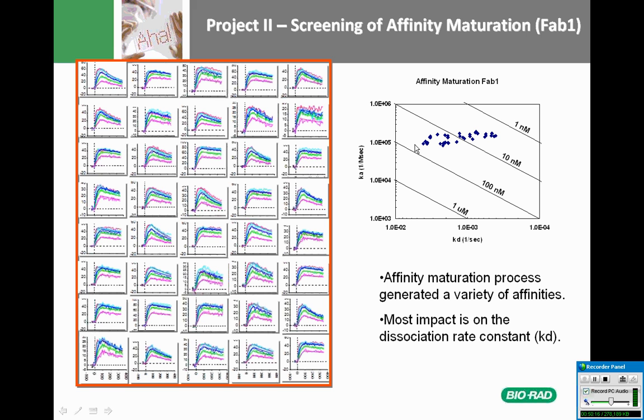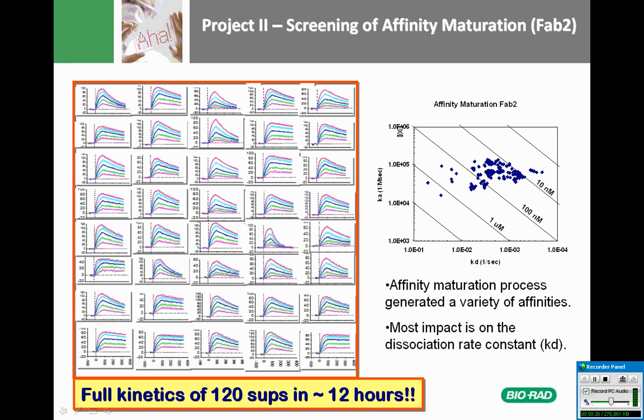how the affinity is now varied, and one can see that mostly it is the dissociation rate constant which is affected, and less the association rate constant. And the same was for Fab2. You can see here also the variety of affinities coming from these mutations.